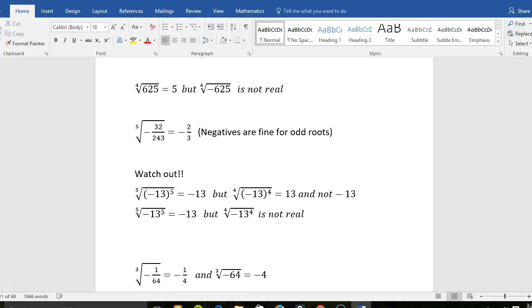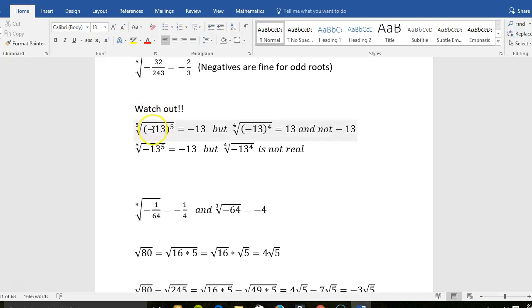And watch out, the fifth root of negative 13 to the fifth. Like here, with odd roots, the 5 and the 5 just destroy each other, and you get negative 13. But now with the fourth root, you get the absolute value. You only get the positive version, because the fourth power kills this negative here. So even roots are much more persnickety about negatives than odd roots are. It's okay.